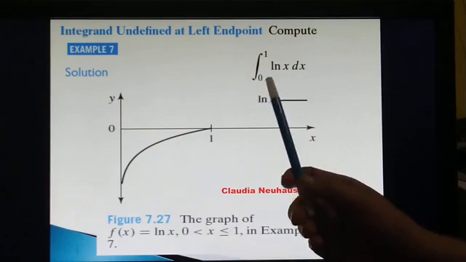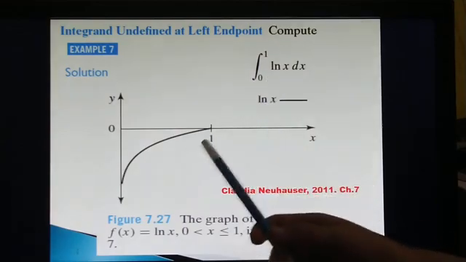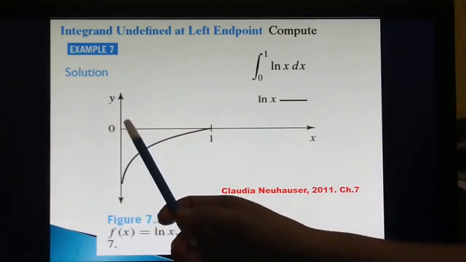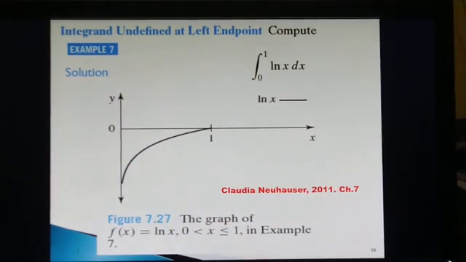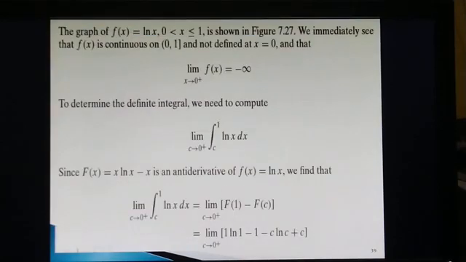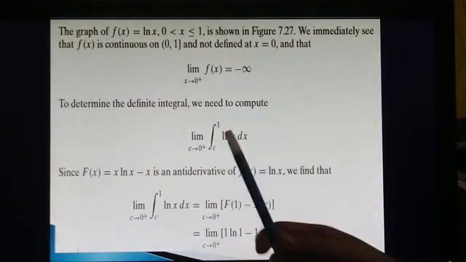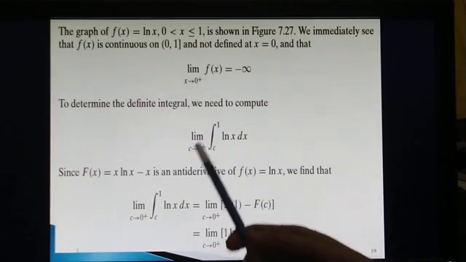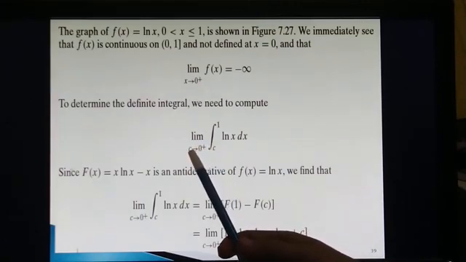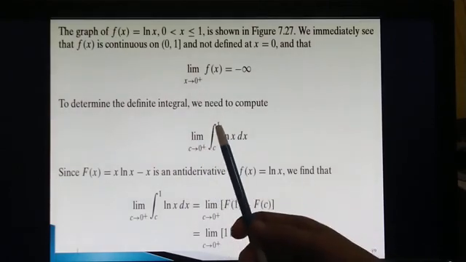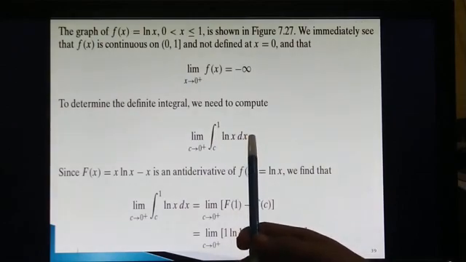So we have to take the limit of the integral from the right, toward 0 plus. It is very easy to understand that this improper integral is equal to the limit, as c tends to 0 plus, that means c tends to 0 from the right, of the integral from c until 1 of ln x dx.